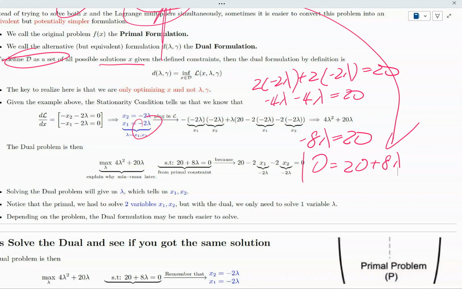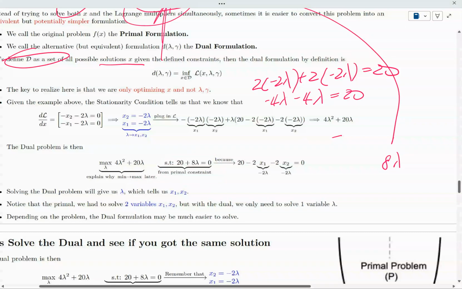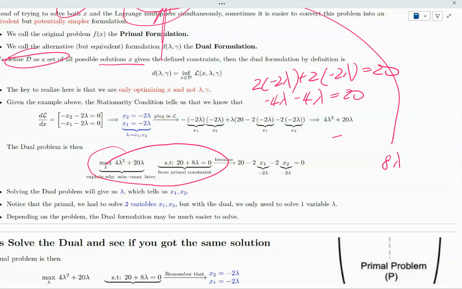So when you convert from primal to dual, you simply convert from minimization to maximization, plugging in the optimal x solution. We found the optimal x solution in terms of lambda, and after we plug it in, now we can write the dual formulation. So we maximize the dual formulation, and then we also define the dual constraint. Once we have this, it's pretty easy to solve. So this is the dual formulation, and over here is the constraint.